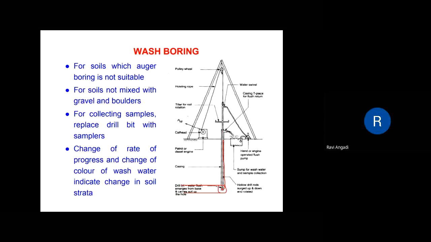Then when the water is rising up between the annular spacing, it is the return water, also known as wash water. Whenever water is returning through this casing, it is coming and collecting in this tub provided here, and this wash water is collecting here, hence it is called wash boring. It will have suspended particles in it, and when you leave it for some time, all those particles will settle down, and those will be collected, taken as samples and tested in the laboratory.